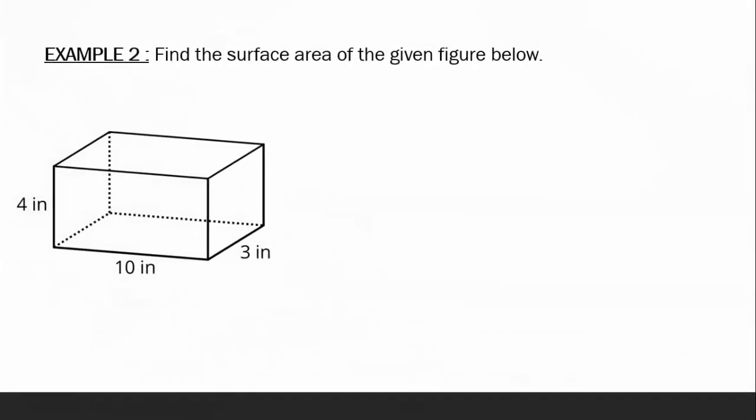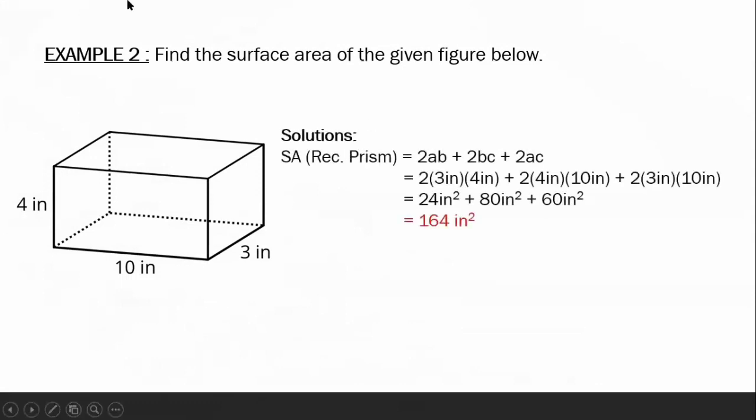We have here a rectangular prism. By simply using the formula 2AB plus 2BC plus 2AC, we have 2 multiplied by 3, which is our a, multiplied by 4, plus 2 times 4 times 10, plus 2 times 3 times 10. That is the surface area of a rectangular prism, which is 164 inches squared. But I will present to you the manual calculation in finding the surface area, so you can appreciate what surface area is.